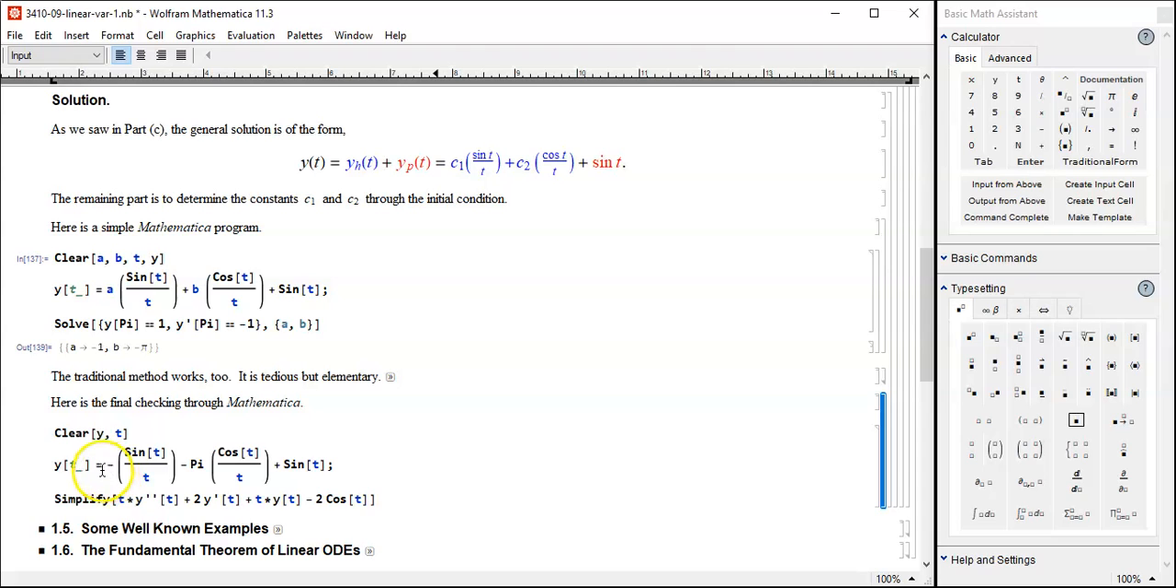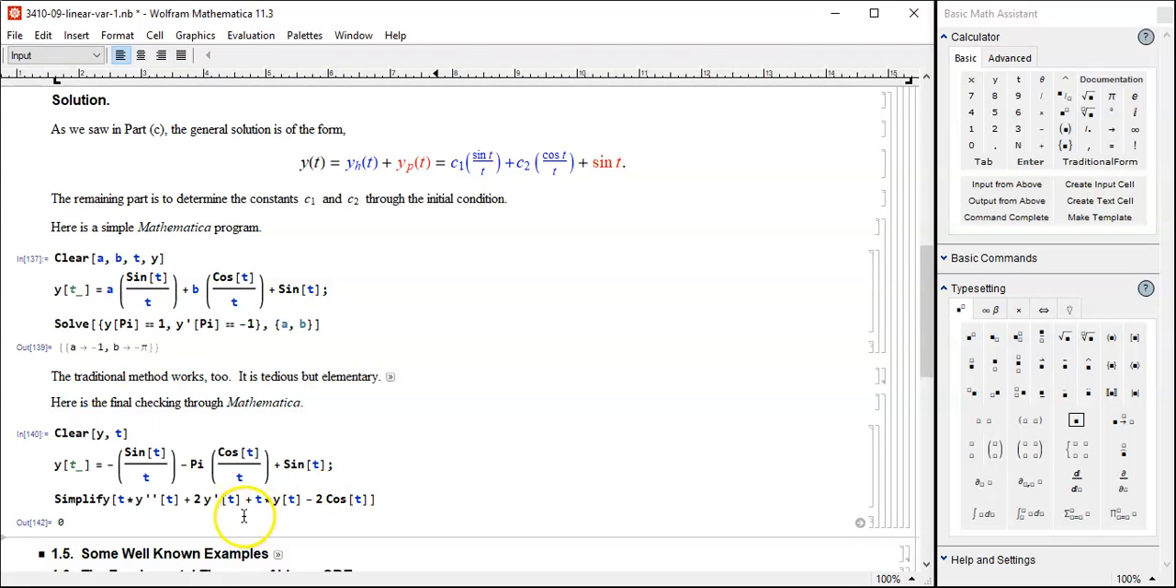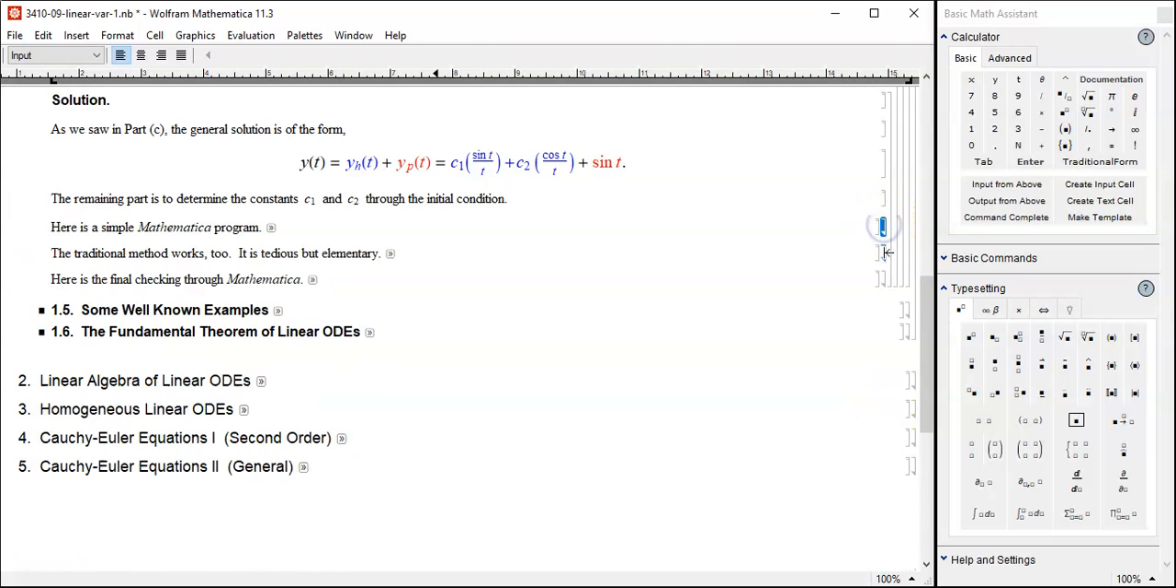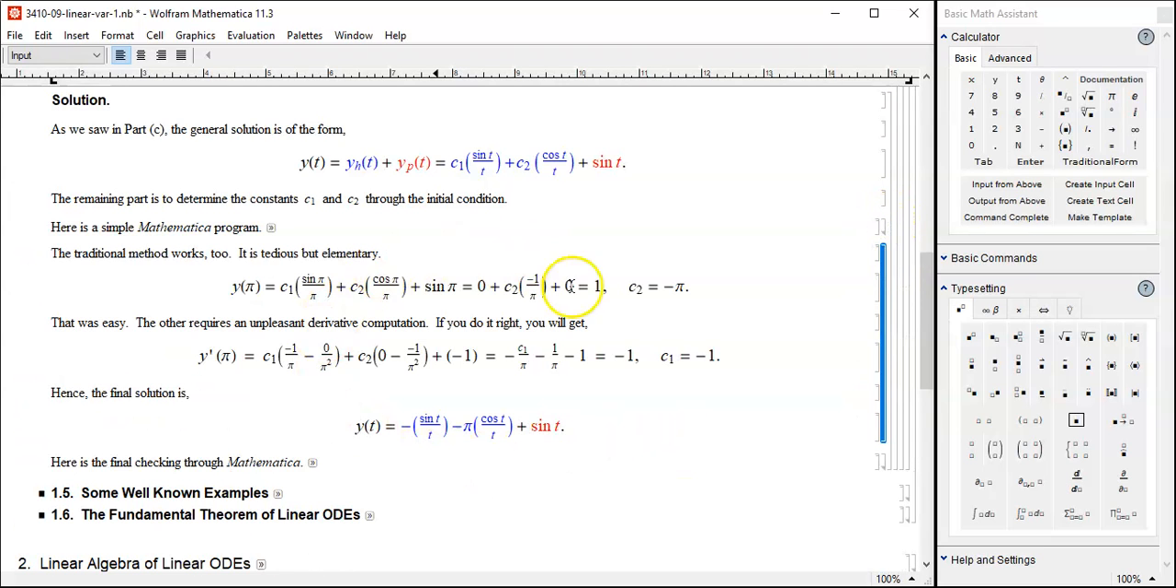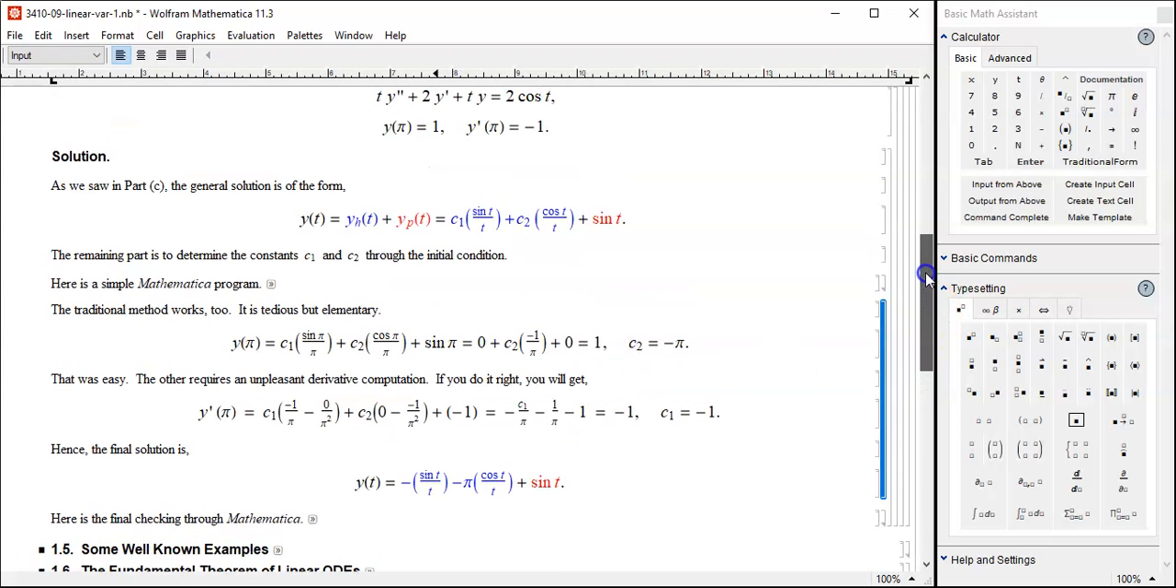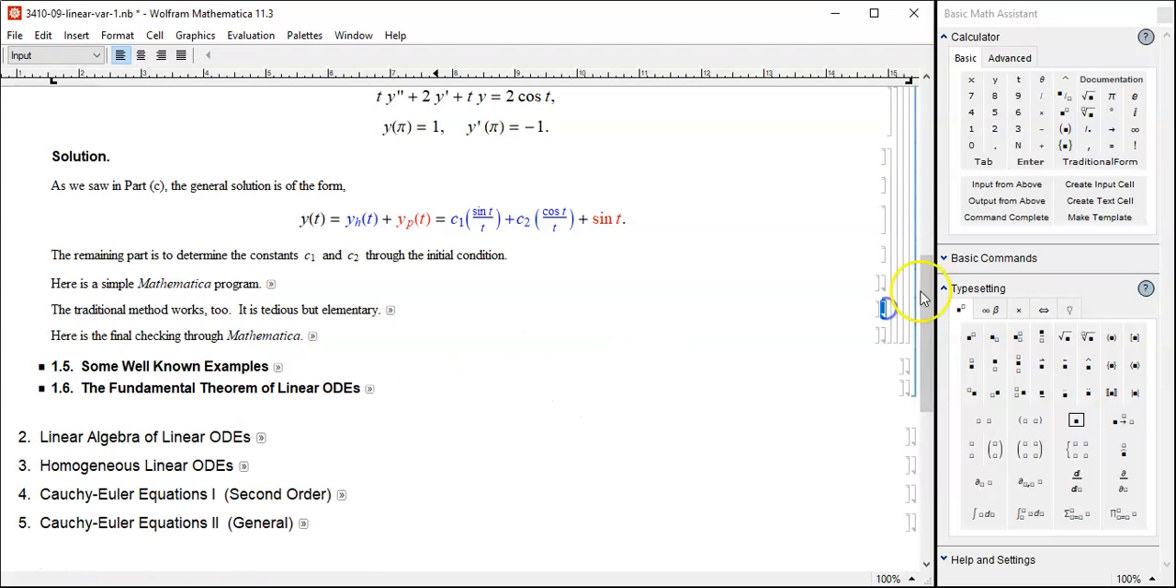Indeed, if you define -1 and -pi as A and B and put those into this form, you get what you want. This is the left-hand side of that ODE, minus the right-hand side. So you're supposed to get 0, and indeed you got 0. If you want some paper and pencil computation, here you go. Elementary, but I think it's a waste of time.